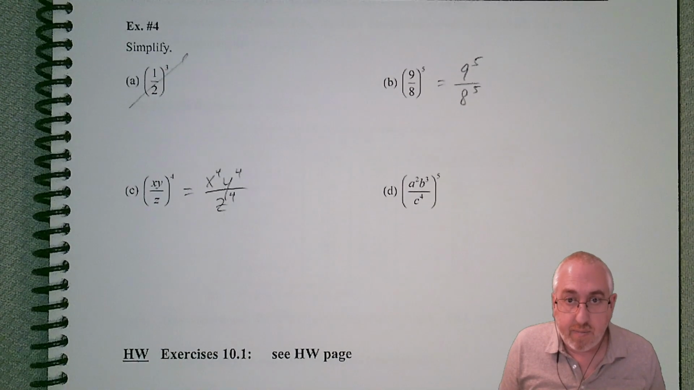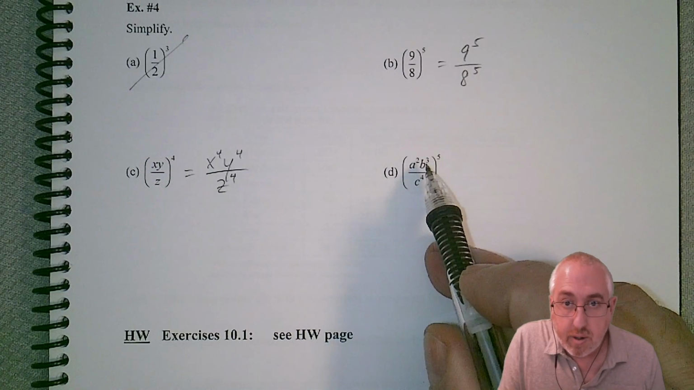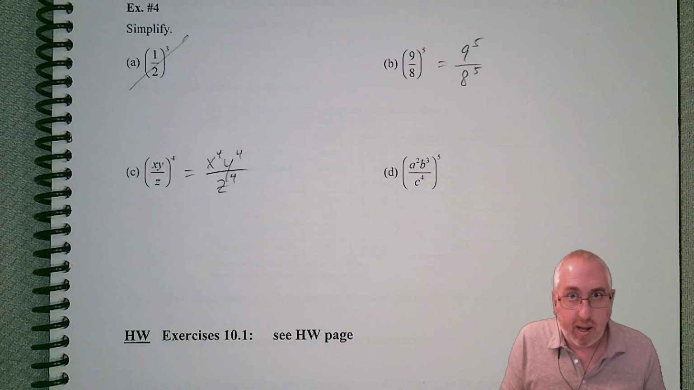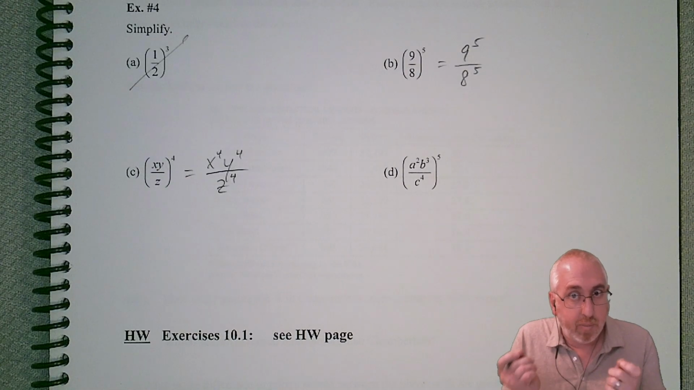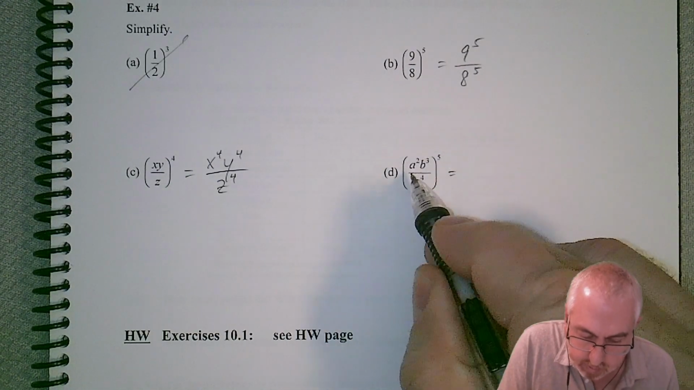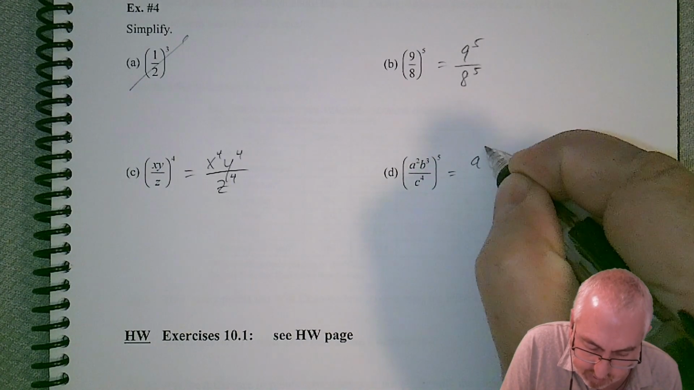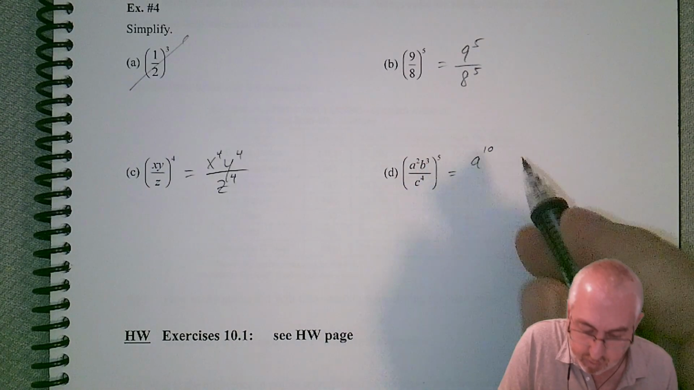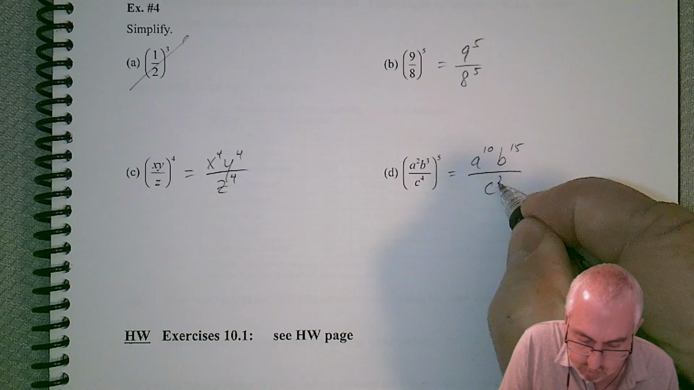And to finish it off, let's look at this last one. A to the second, b to the third, all over c to the fourth. So what do you think about that one? Same thing applies. If there's an exponent on the inside and an exponent on the outside, you gotta multiply them. So, since this one has a 2, 2 times 5 is 10, so a to the 10th, b to the 3rd to the 5th. We got to multiply those to b to the 15th. And last but not least, c to the 20th.